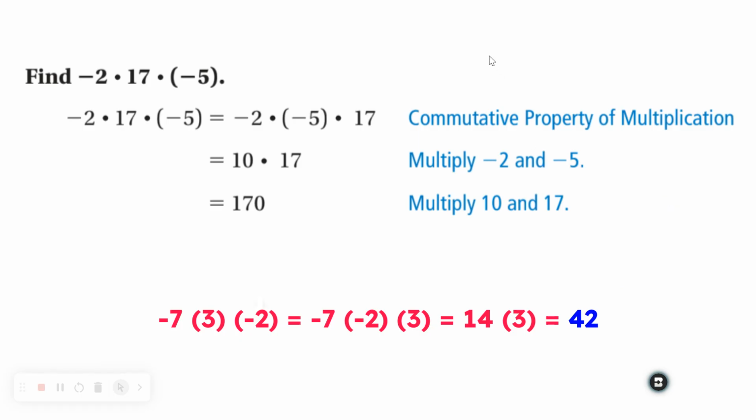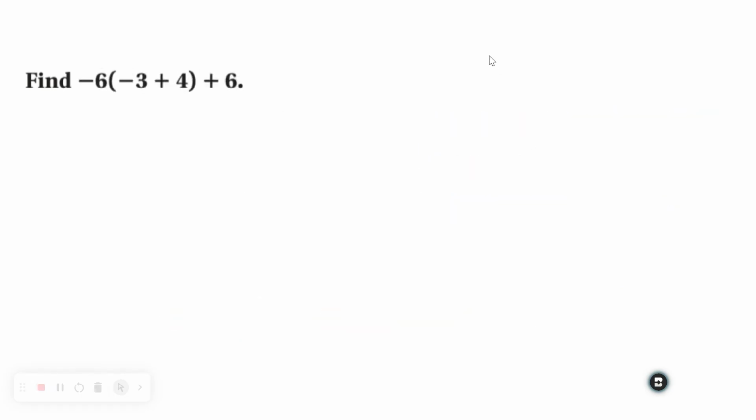Next up, we have order of operations. Now, we can't change these around, only if the entire problem is multiplication. So with this, we have to follow our order of operations. We need to start with our parentheses. So the first thing I'm going to have to do is my -3 plus 4.